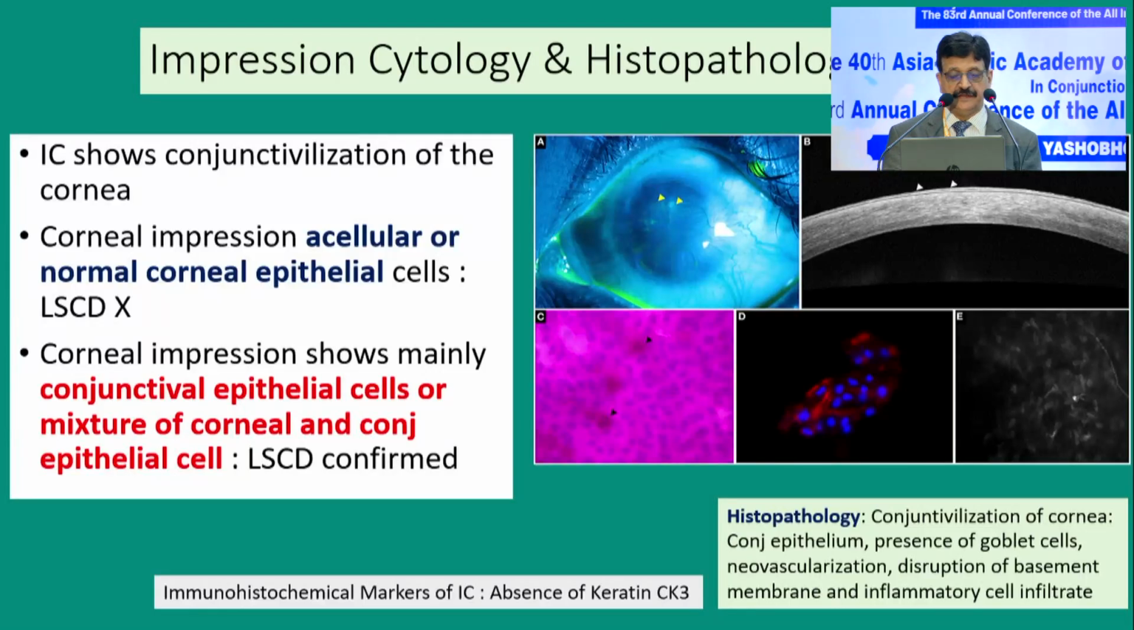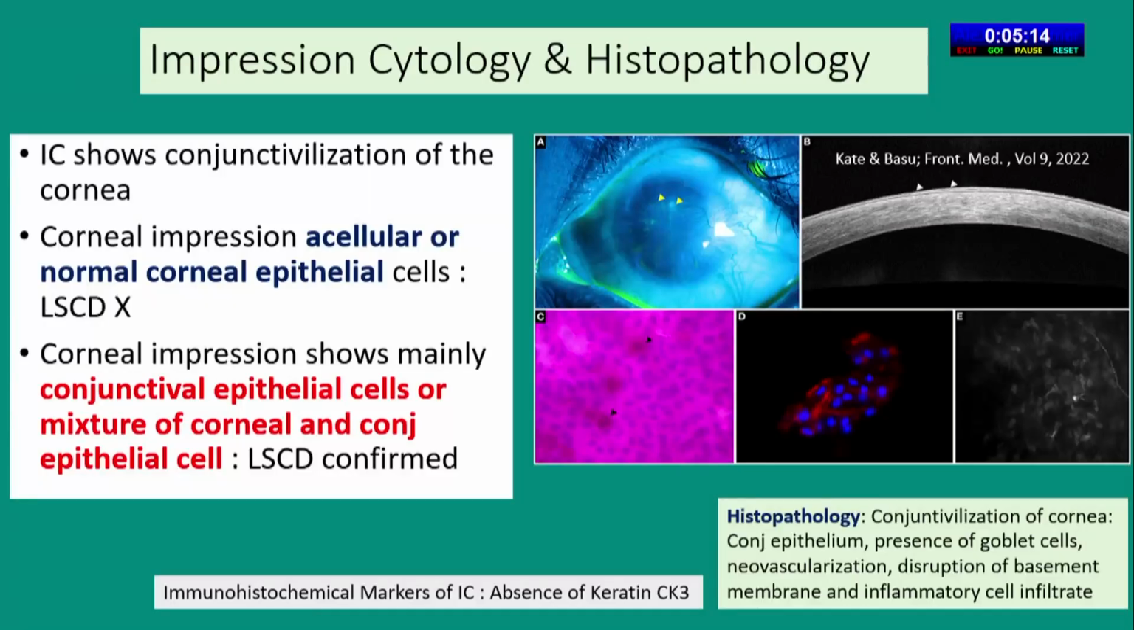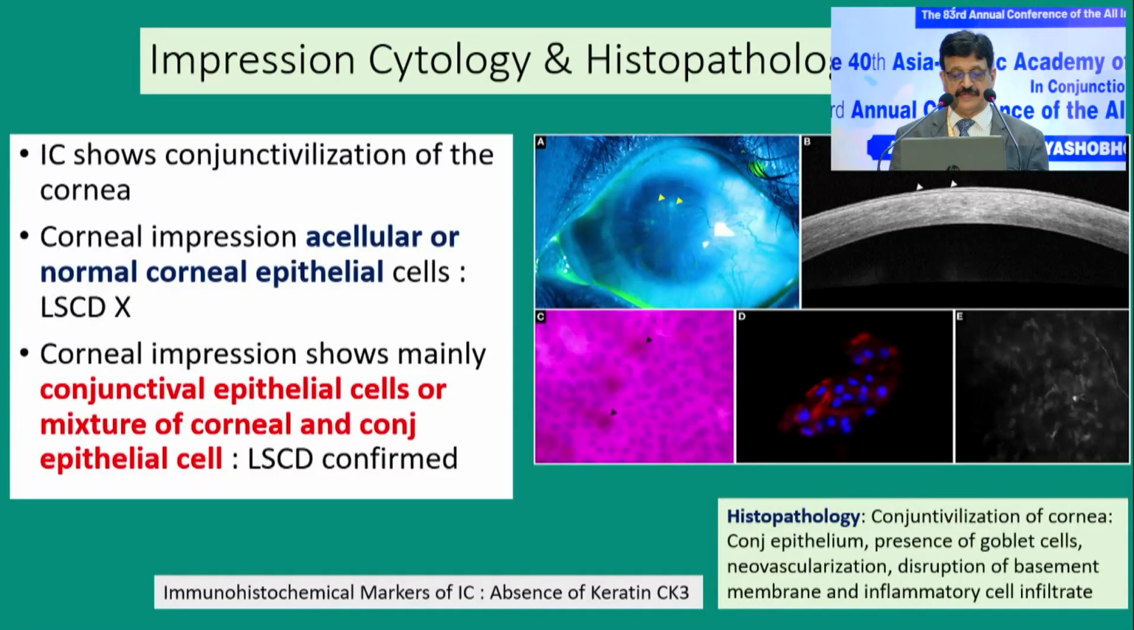On the other hand, if your conjunctival impression cytology shows conjunctival epithelial cells, or a mixture of both corneal and conjunctival epithelial cells, this means that limbal stem cell deficiency is there. Another way of confirming it is histopathology, which we always do after excising the tissue: conjunctivalization of the corneal or conjunctival epithelium, presence of goblet cells, neovascularization, disruption of basement membrane, and inflammatory cell infiltrate. All these are evidences which suggest that limbal stem cell deficiency is there.